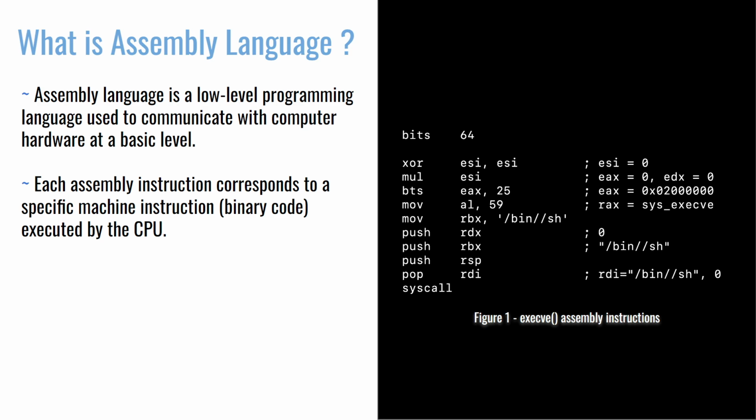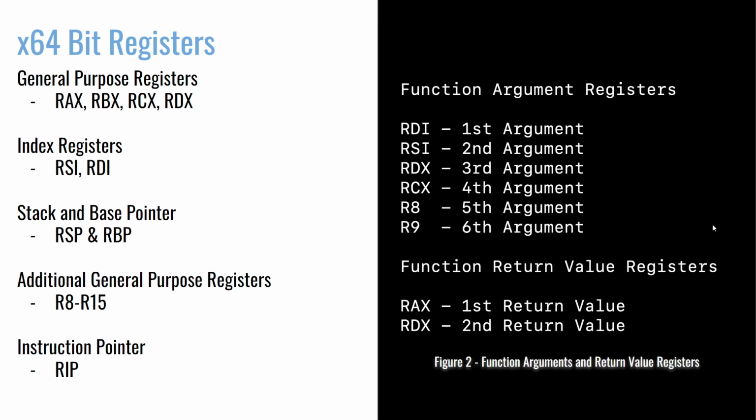What is assembly language? In simple terms, you could say it's a low-level programming language used to communicate with computer hardware. Each assembly instruction corresponds to a specific machine instruction executed by the CPU. For example, on the right we have a figure which shows assembly instructions used to invoke the execve function, which executes sh. Next we have x64 registers.